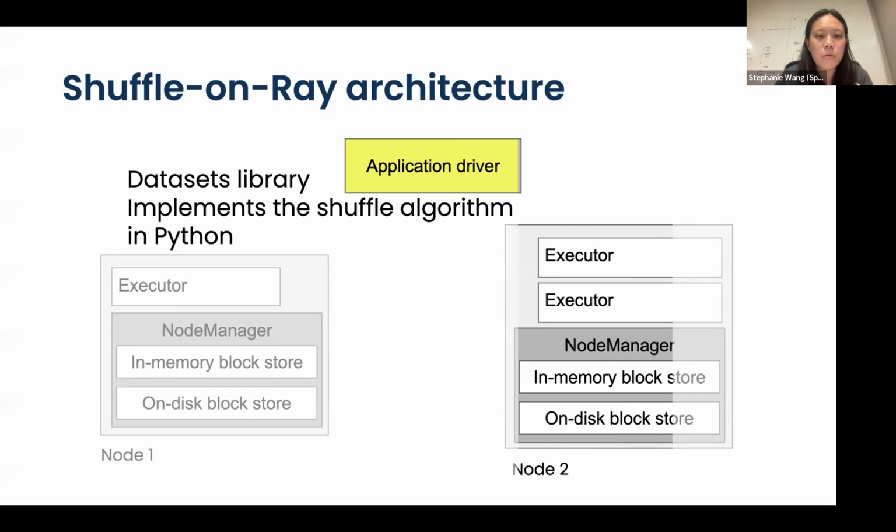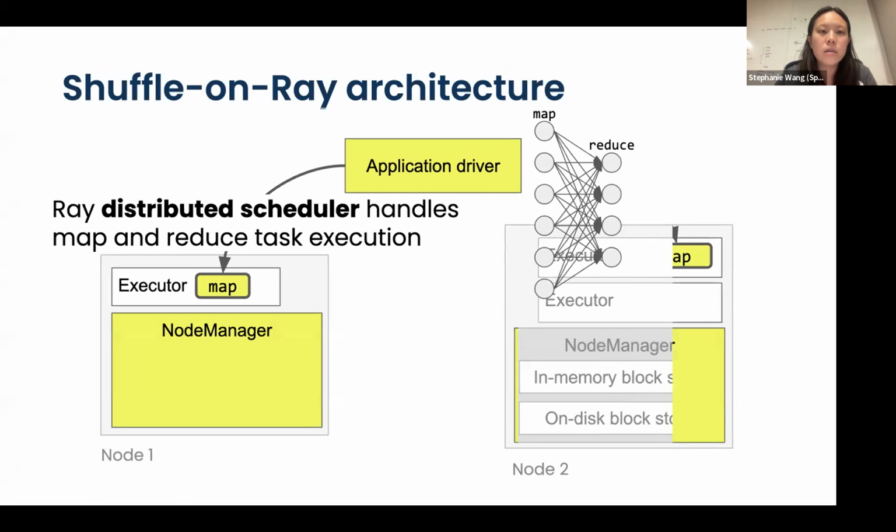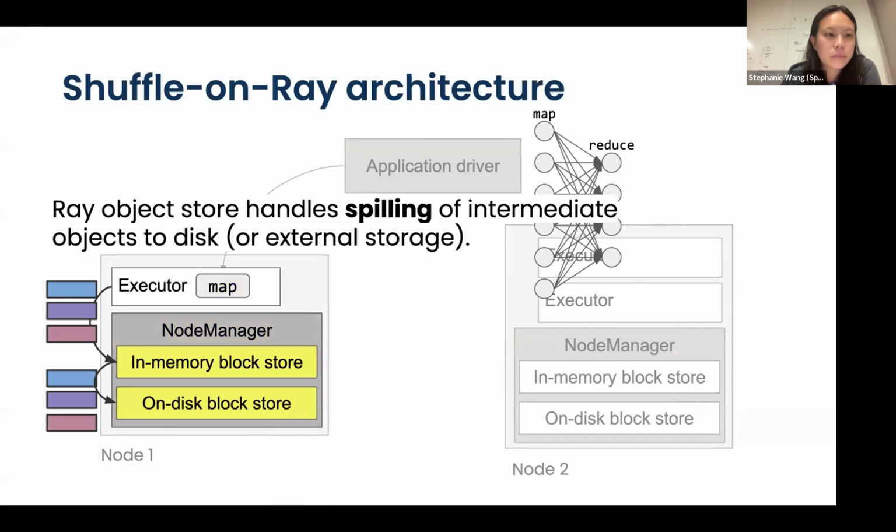But from here, Ray Core basically sees the application as this task DAG. And here it will handle the shuffle execution. The first step is just to schedule these tasks. In Ray, we have a distributed scheduler that determines where to place the map and reduce tasks according to resource availability in the cluster. So the application driver here will queue the tasks that were submitted by the Datasets library, and then it requests cluster resources from the distributed scheduler to execute the tasks.